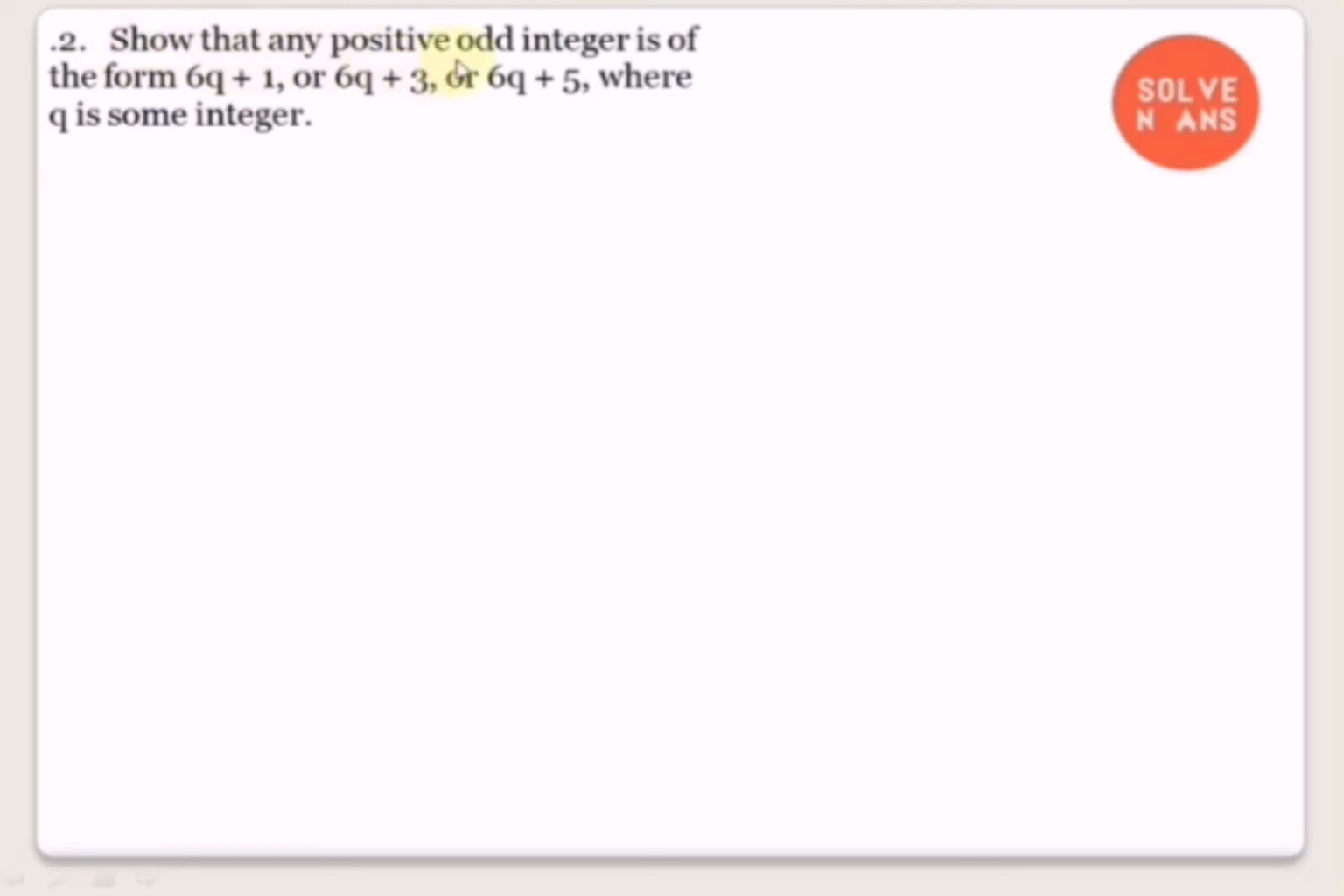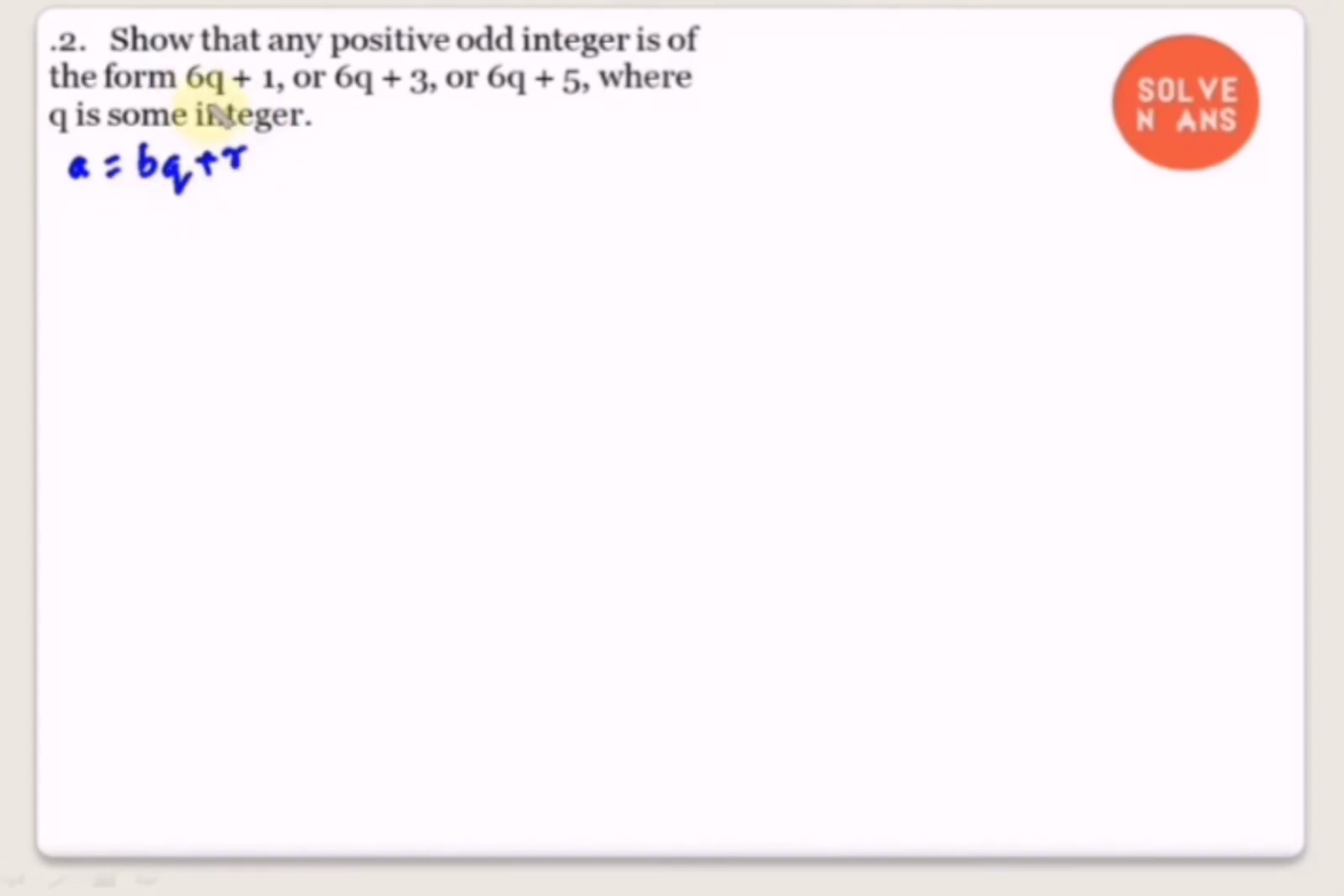Show that any positive odd integer is of the form 6q plus 1 or 6q plus 3 or 6q plus 5, where q is some integer. When you look at this form 6q plus 1, you will at once remember that this is of the form a equals bq plus r, which we already did. It resembles a equals bq plus r. So here what is b?